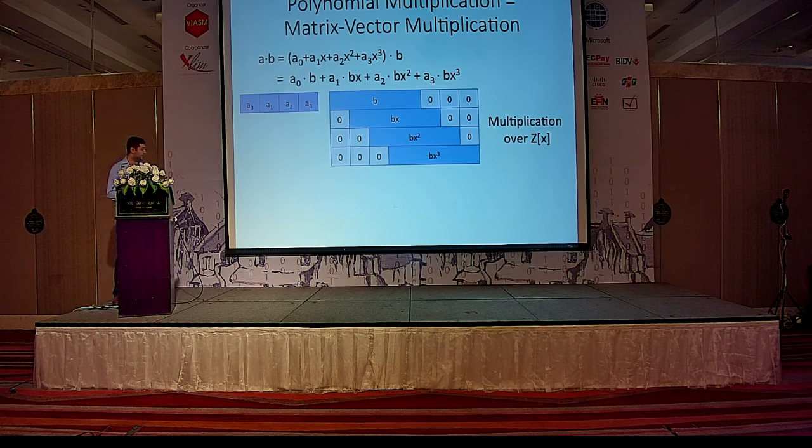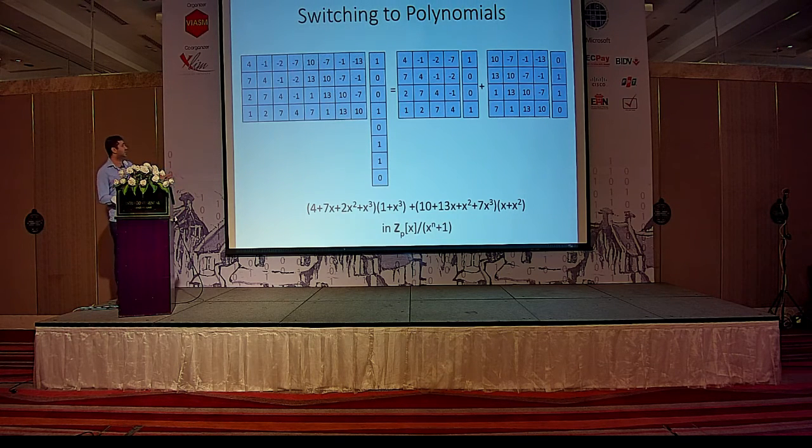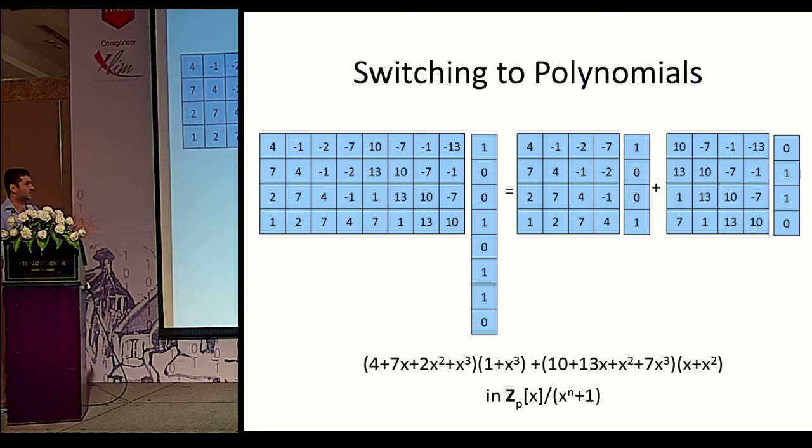Now, this is over Z[x]. If we're working over Z[x] mod f(x), which is what we usually do when we work with polynomials, then this matrix doesn't have this form, but in fact bx mod f is the same length as b, because you just do bx and then you reduce mod f. So the number of coefficients is always the degree of f. This is why polynomial multiplication is the same as matrix vector multiplication. Of course, this is for row vectors, but you can make it work for column vectors, which is what I do later.